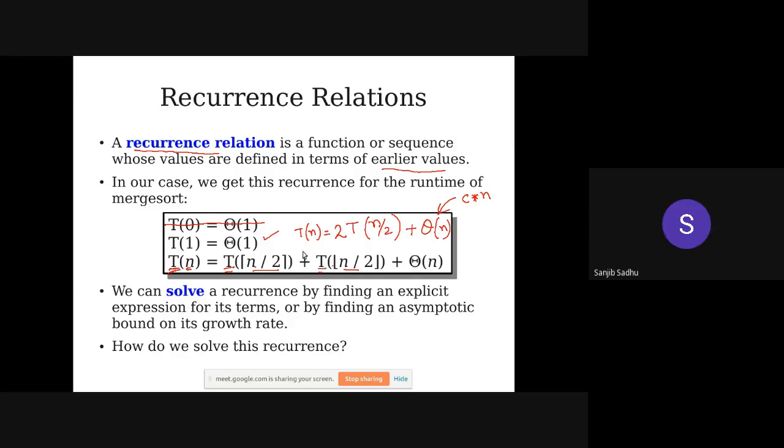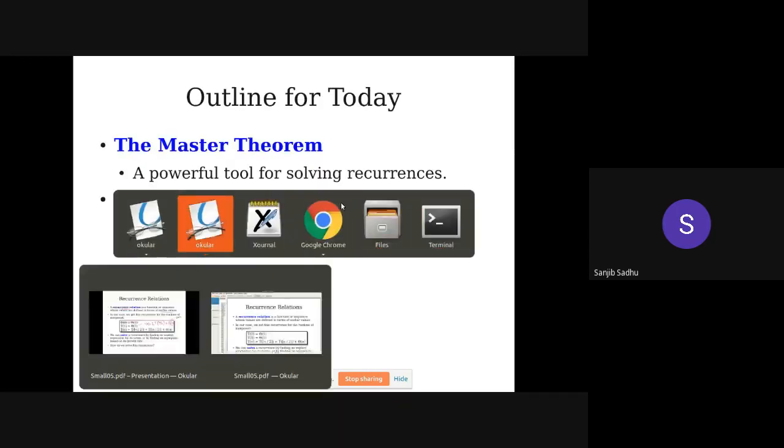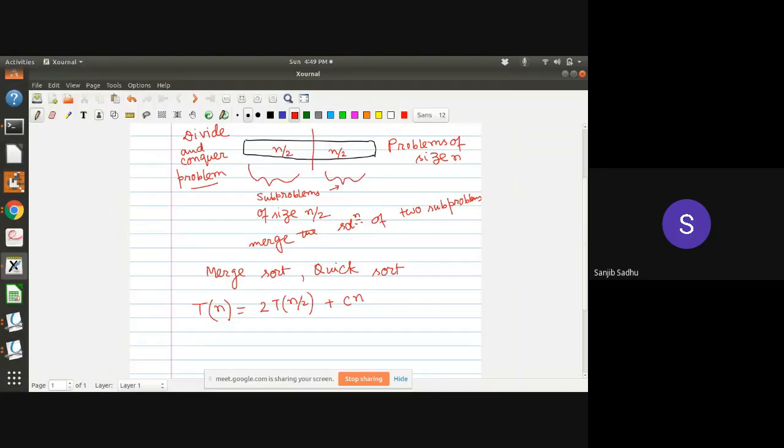The recurrence relation for merge sort is T(n) equal to 2T(n/2) plus Cn, that is C into n. Just a minute, I am showing here. So in both merge sort and in quick sort, this is true.